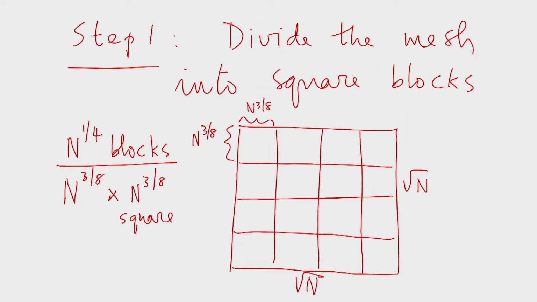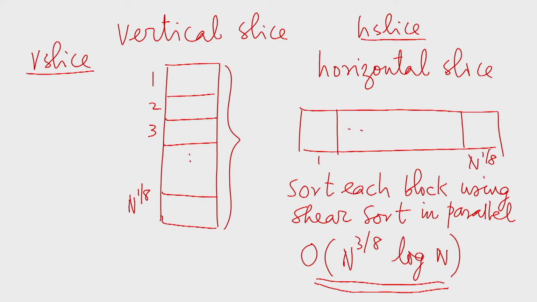The algorithm proceeds in this fashion: when we are given a root n by root n mesh in which every processor holds an item that is to be sorted, we divide the mesh into square blocks. The squares are of size n power 3 by 8 by n power 3 by 8. So you have n power 1 by 4 blocks on the whole. And then we sort each of these blocks in snake-like order using shear sort. This sorting will take order of n power 3 by 8 times log n time.